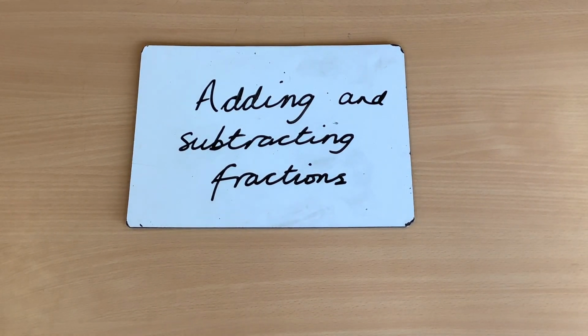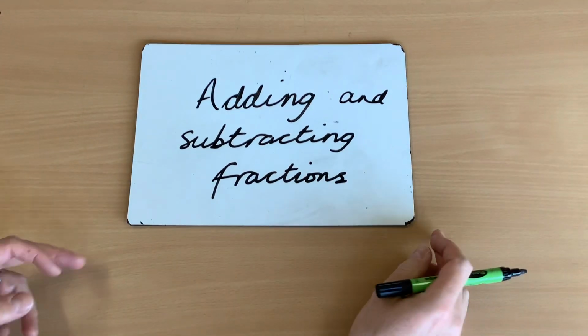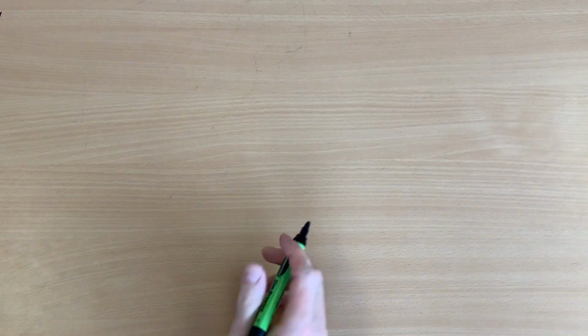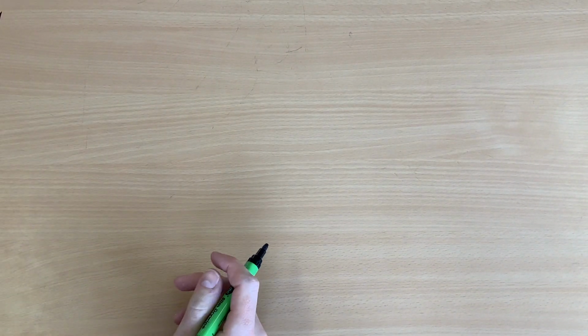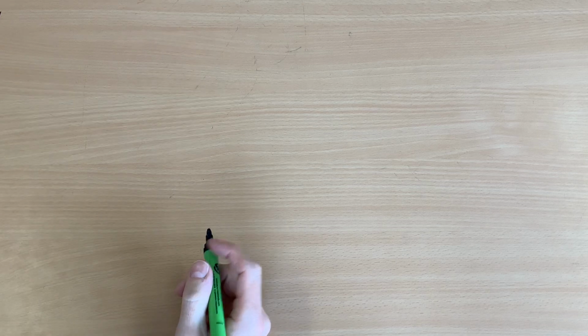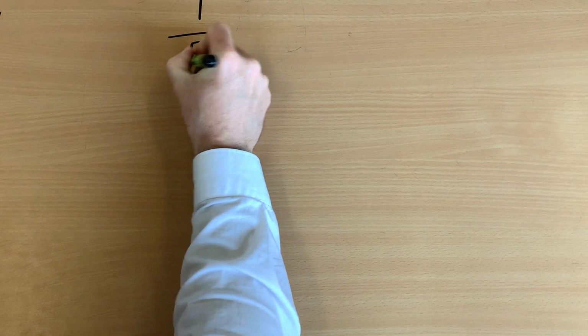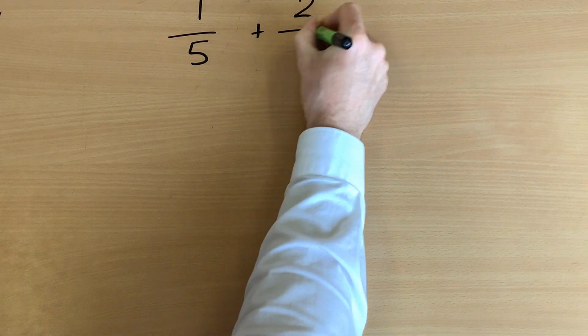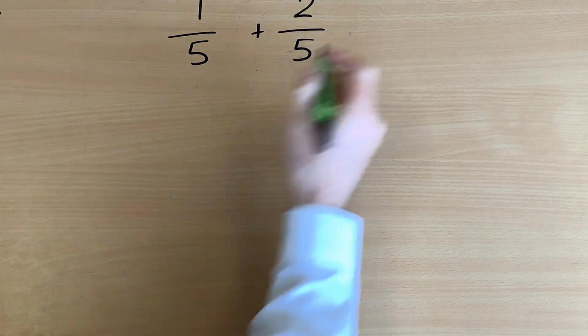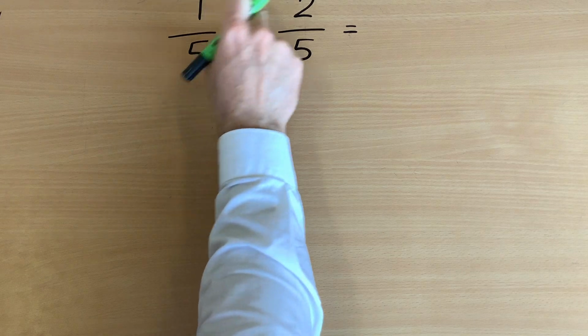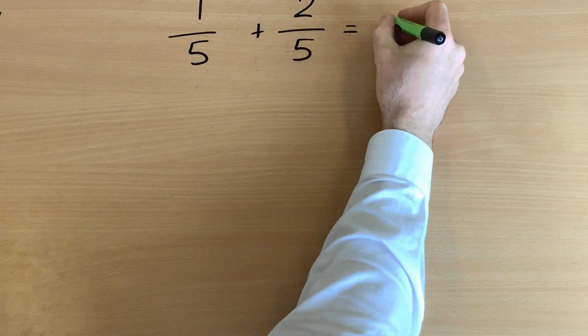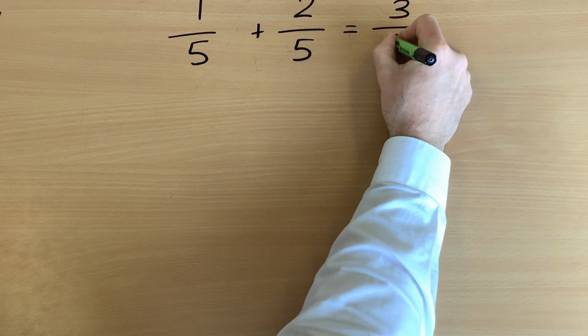In this video, we're going to be looking at how to add and subtract fractions. Now, if the denominators of the fraction are the same, then this is quite straightforward. So for instance, if I had 1/5 plus 2/5, then all I'm going to be doing is adding the numerators. 1/5 and 2/5 is 3/5.